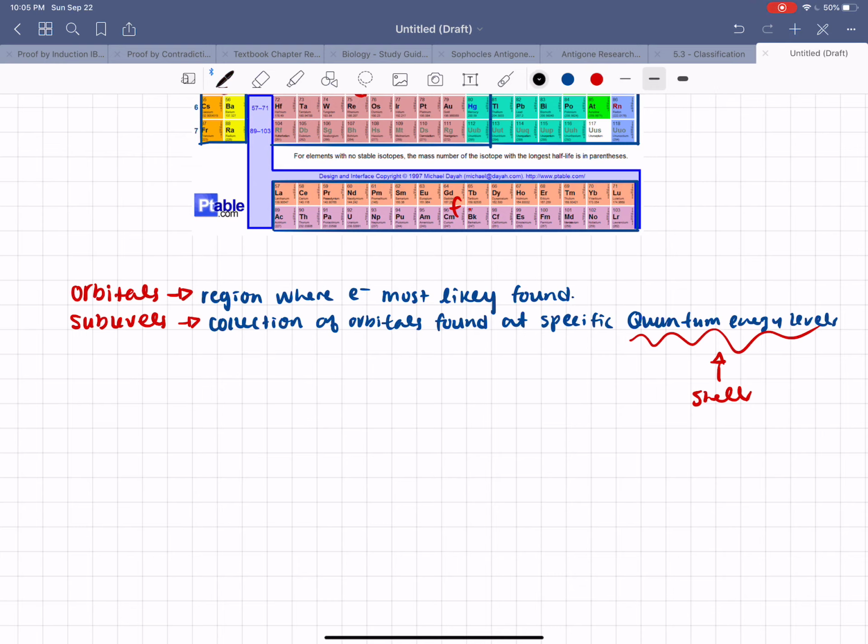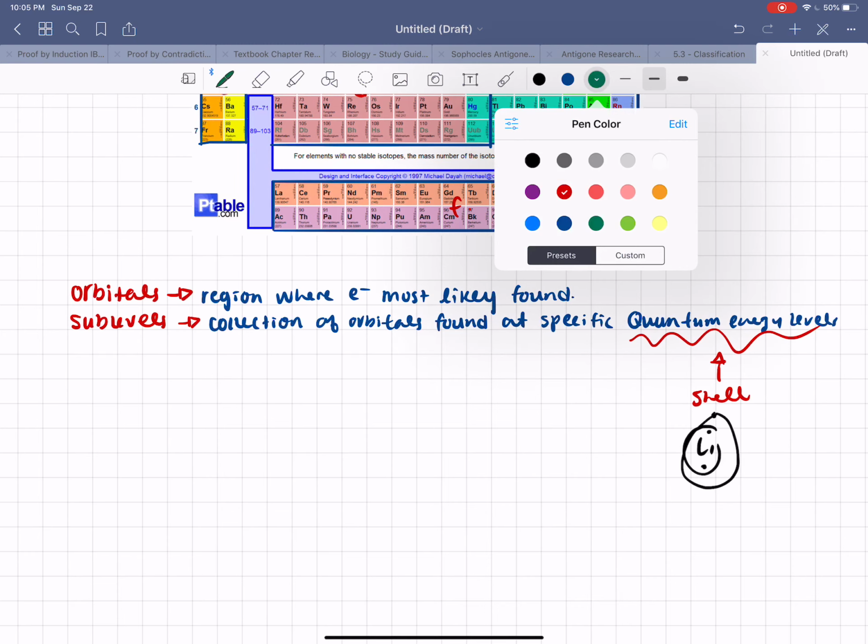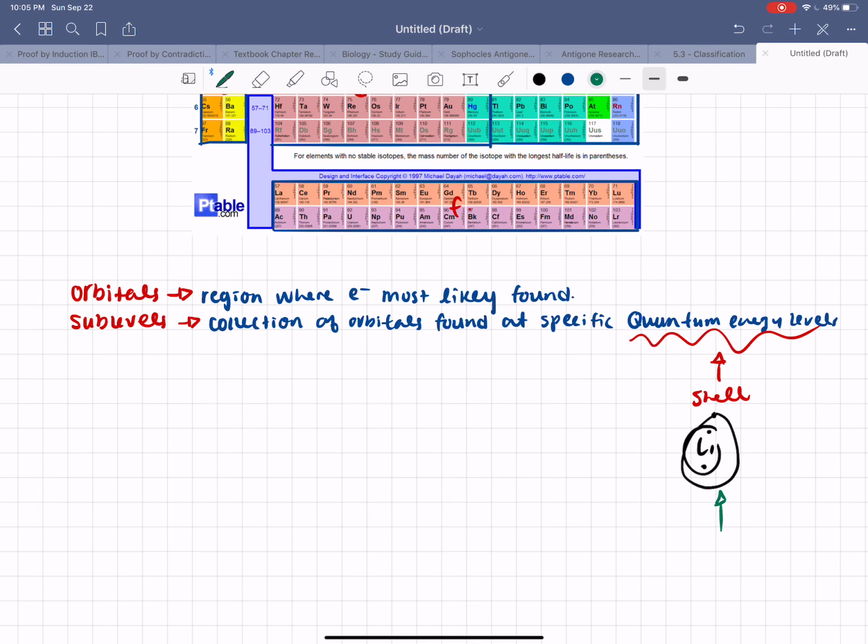For example, sodium, or let's do something easier. Lithium looks like this, right? Lithium has two shells, okay? This is n equals 2, and this is n equals 1. So we say the quantum energy level is denoted by n.